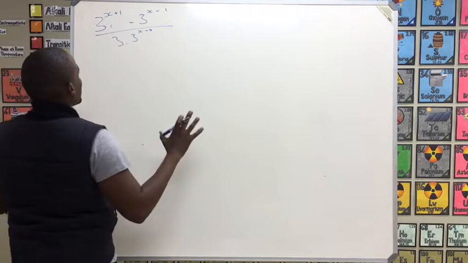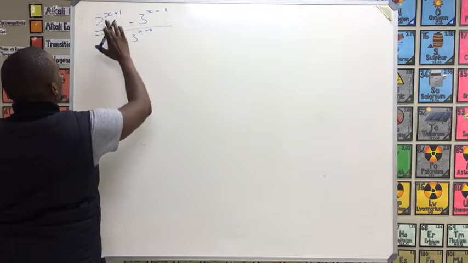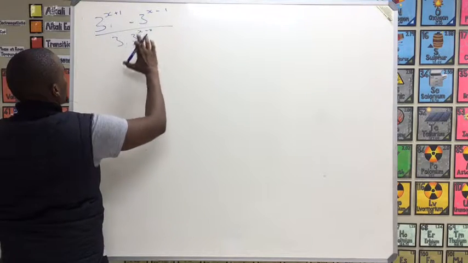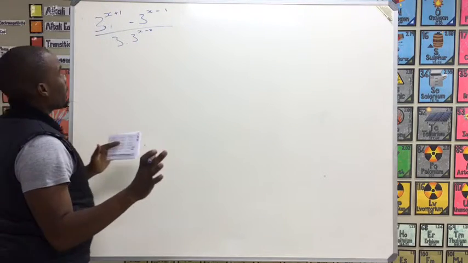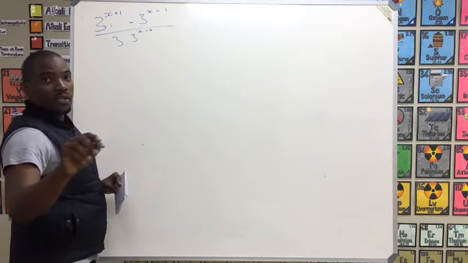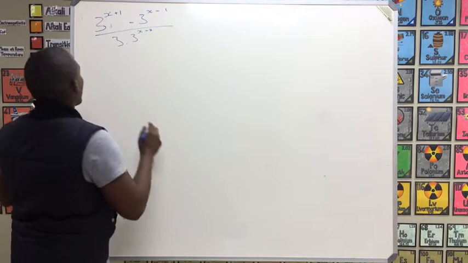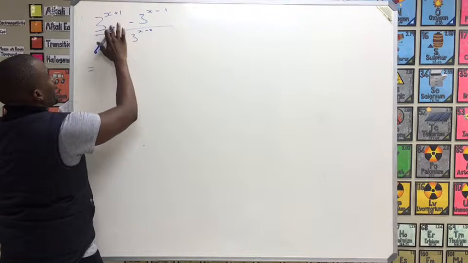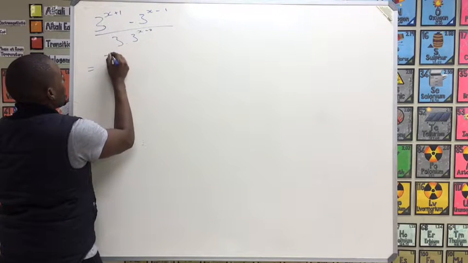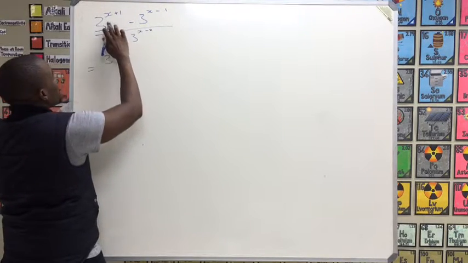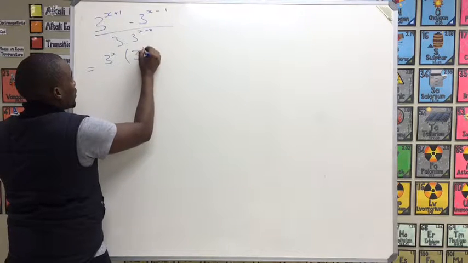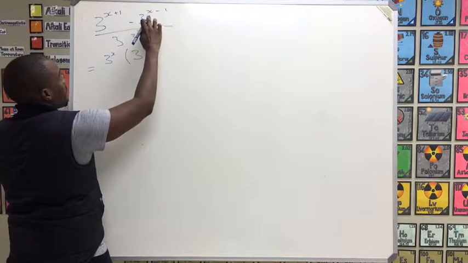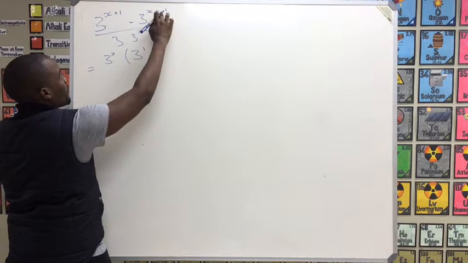So the first thing I see is we've got base 3 everywhere, which makes me happy. But another thing I'm noticing is we've got a common factor of 3 to the power of x. So let's take out the 3 to the power of x top and bottom. If I take out the 3 to the power of x here, I'm left with 3 to the power of 1. Minus, then I take out 3 to the power of x here, I'm left with 3 to the power of negative 1.